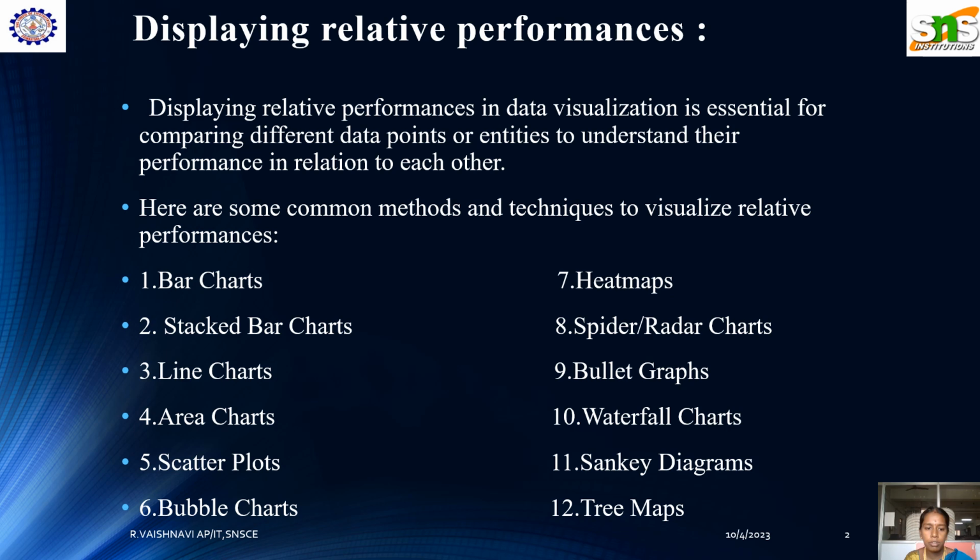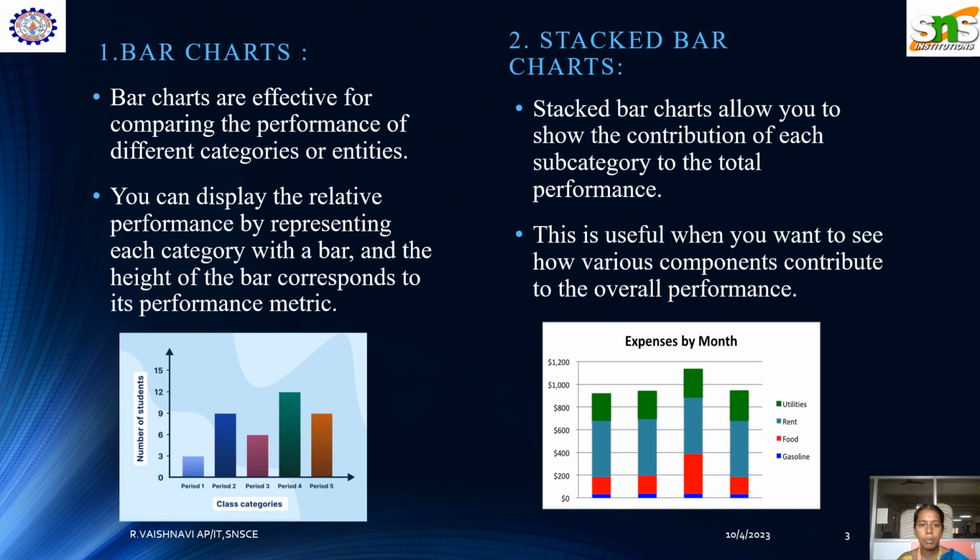First one, bar chart. Next one, stacked bar chart, line chart. Fourth one, area chart. Fifth one, scatter plot. Sixth one, bubble chart. Seventh one, heat maps. Eighth one, spider radar charts. Ninth one, bullet graphs. 10th one, waterfall charts. 11th one, Sankey diagram. Next one, tree maps. Now we are going to see about the first one, bar chart.